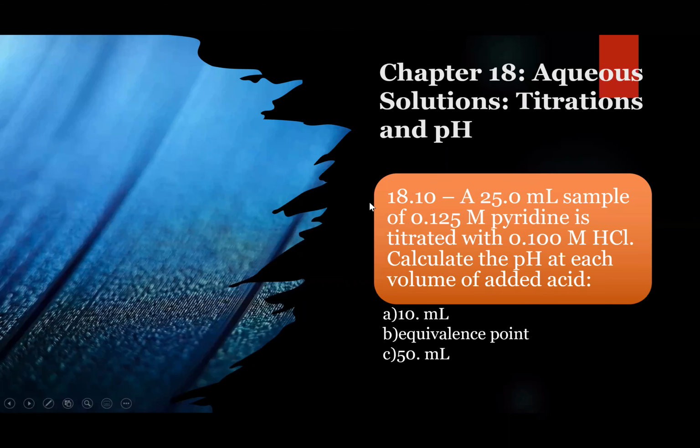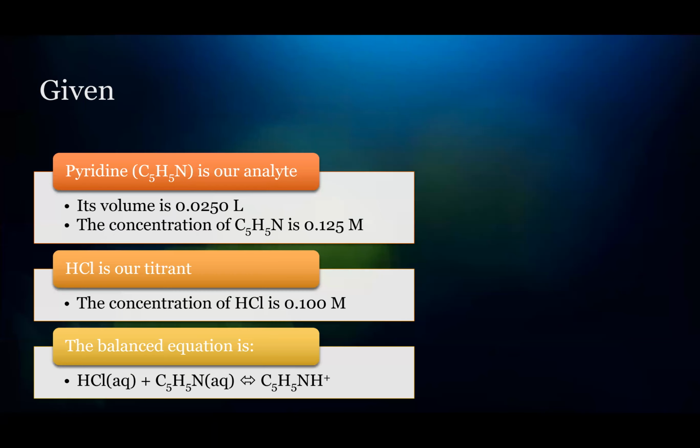Hi, this is Siasi Young doing problem 18.10 from chapter 18, Aqueous Solutions, with a concentration on titrations and pH. The question tells us that a 25.0 milliliter sample of 0.125 molar pyridine is titrated with 0.100 molar HCl. Calculate the pH at each volume of added acid: volume A, 10 milliliters; volume B, the equivalence point; and volume C, 50 milliliters.